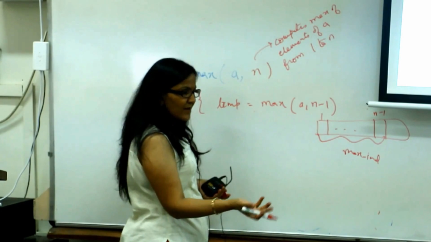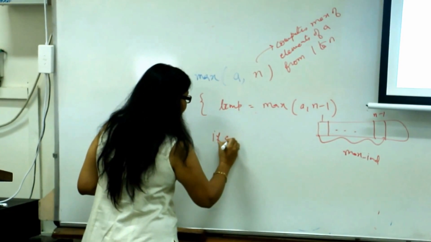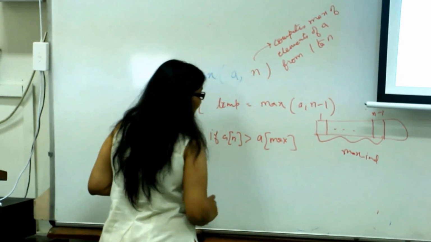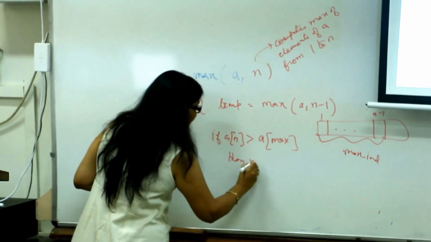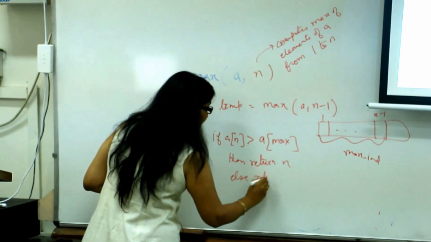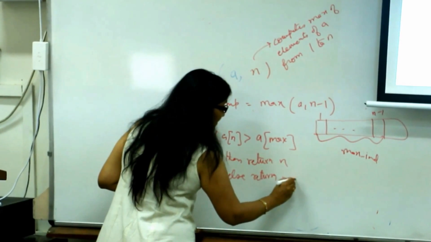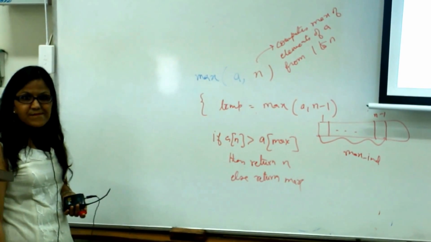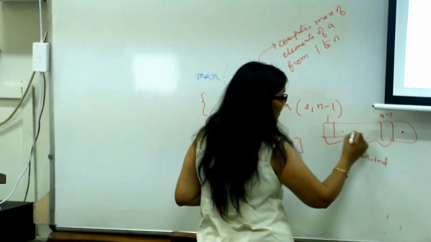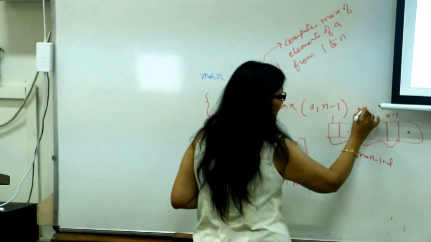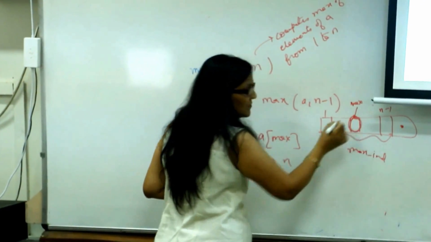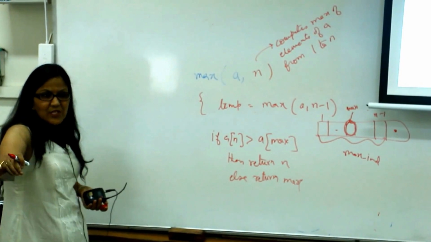Correct? And now I'll check if A[n] is greater than A[max], then return n, else return max. If max was pointing here, and this element is bigger than this element, then your max should change, otherwise your max should not change.